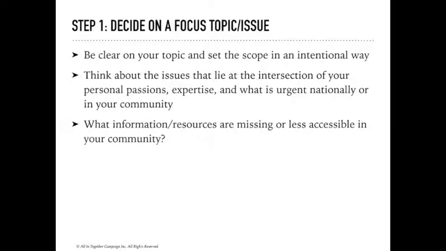And then lastly, what is most urgent in your community right now? What are issues that are timely, that you think need more attention, or where resources aren't currently being allocated? And really focusing on the three areas of passion, expertise, and urgency, and what meets all three of those criteria will really help you to focus in on a topic or an issue area to focus on for your advocacy workshop.